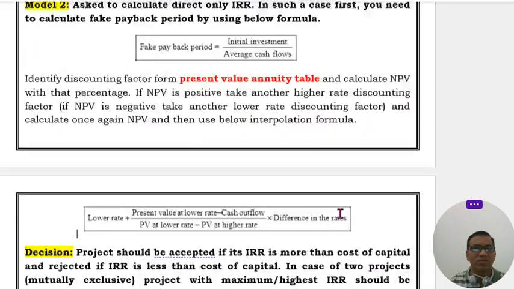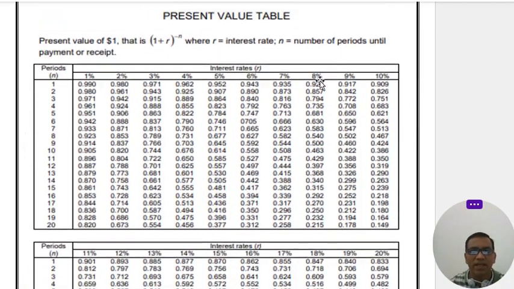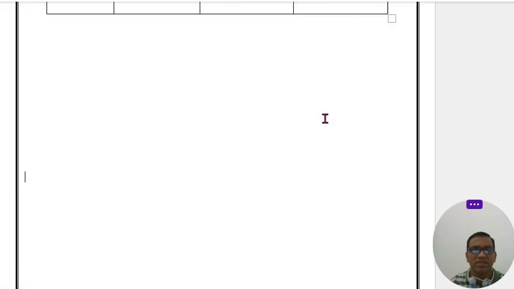At the fifth year I want. Fifth year at 8%. Fifth year how much do I have? 0.681.